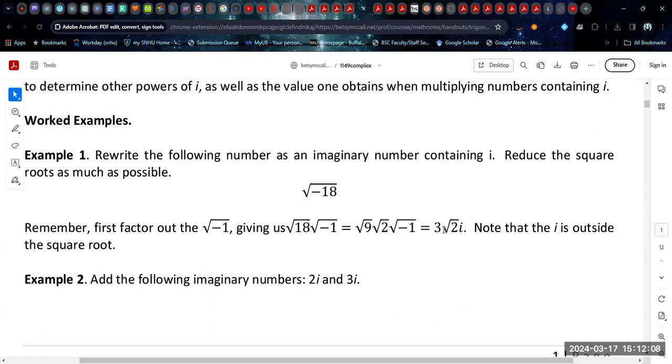Sometimes you'll see this written as 3i times the square root of 2 in order to emphasize the fact that the i is not actually under the radical. Normally, the i goes last. But again, sometimes we will move it around, particularly in print, just to make it really clear that this is actually not under the radical, it's outside the radical.